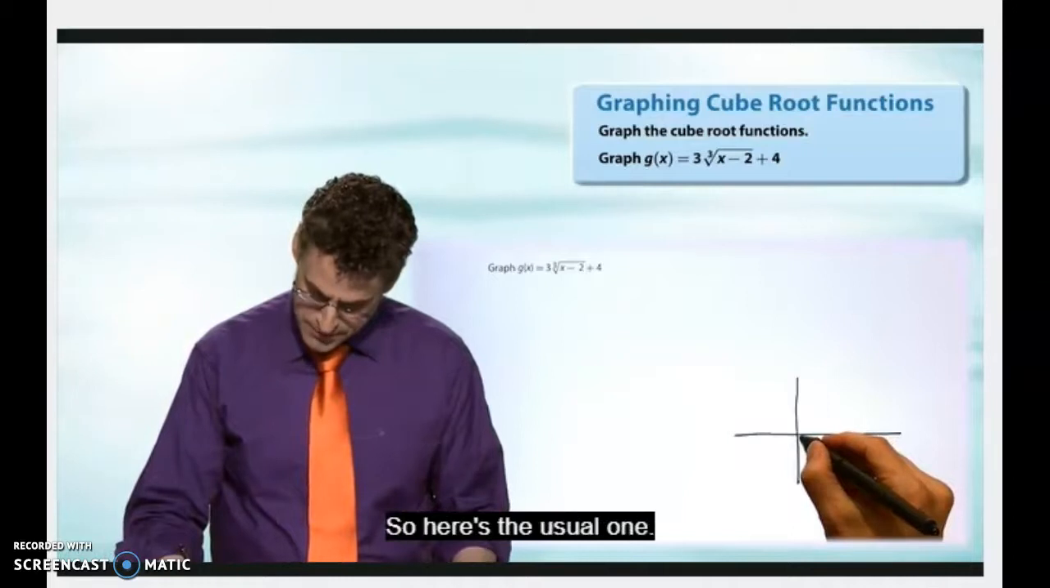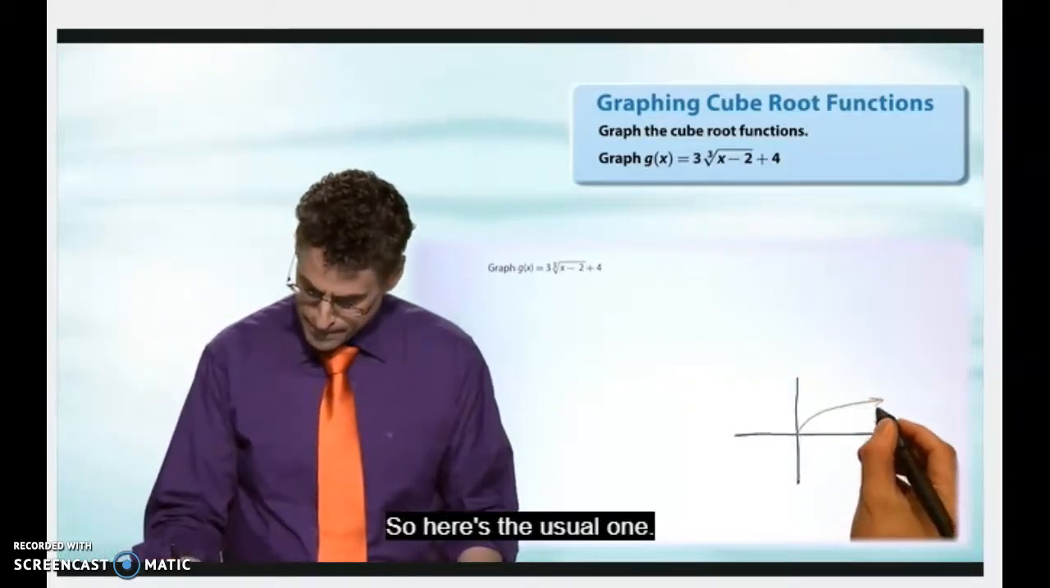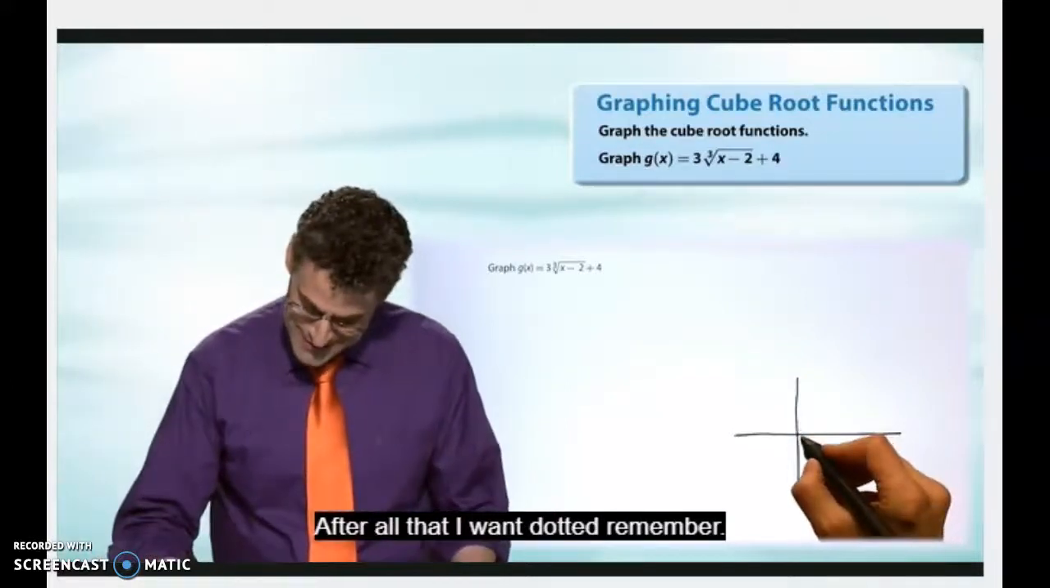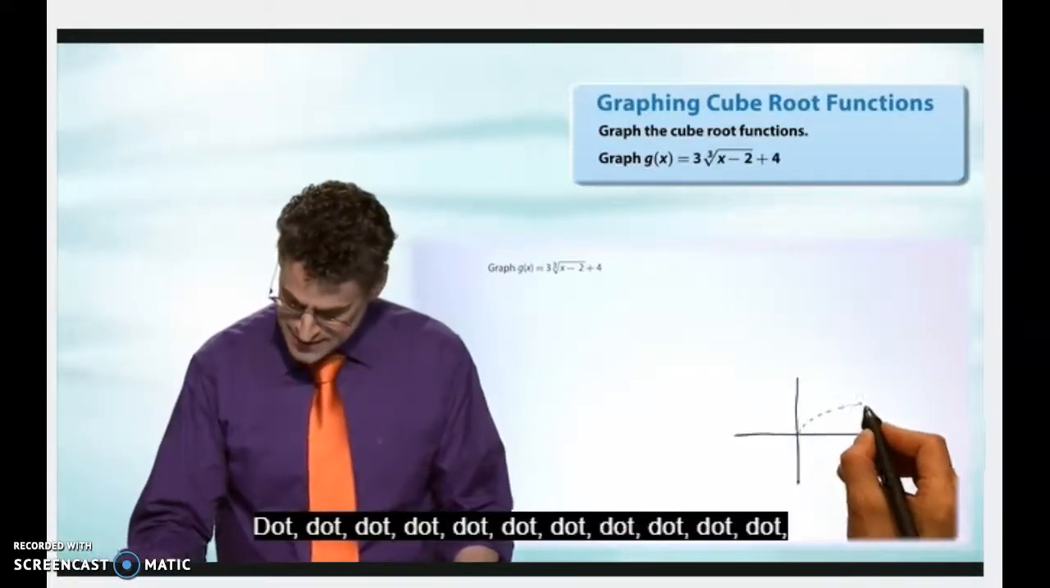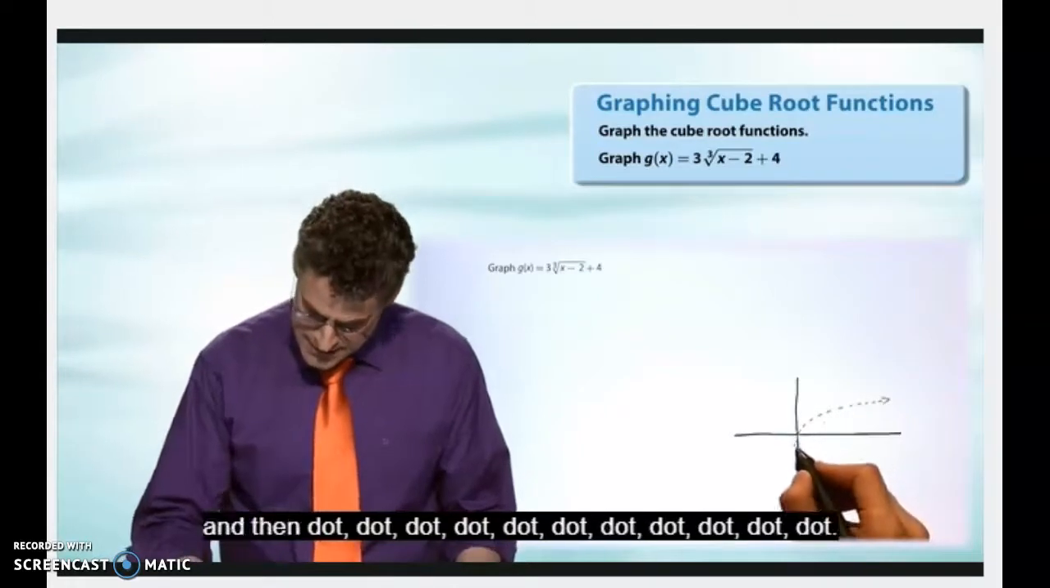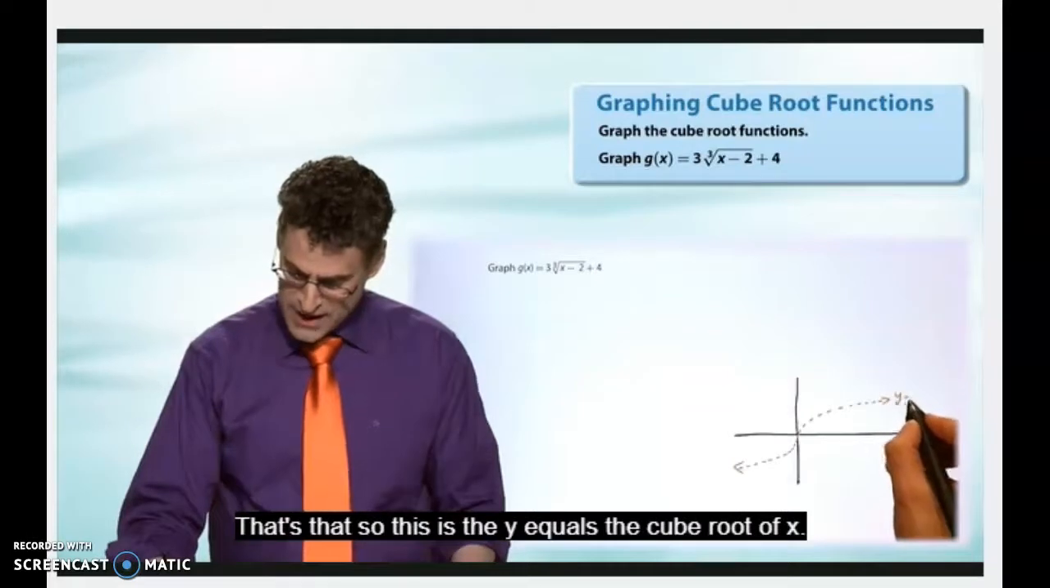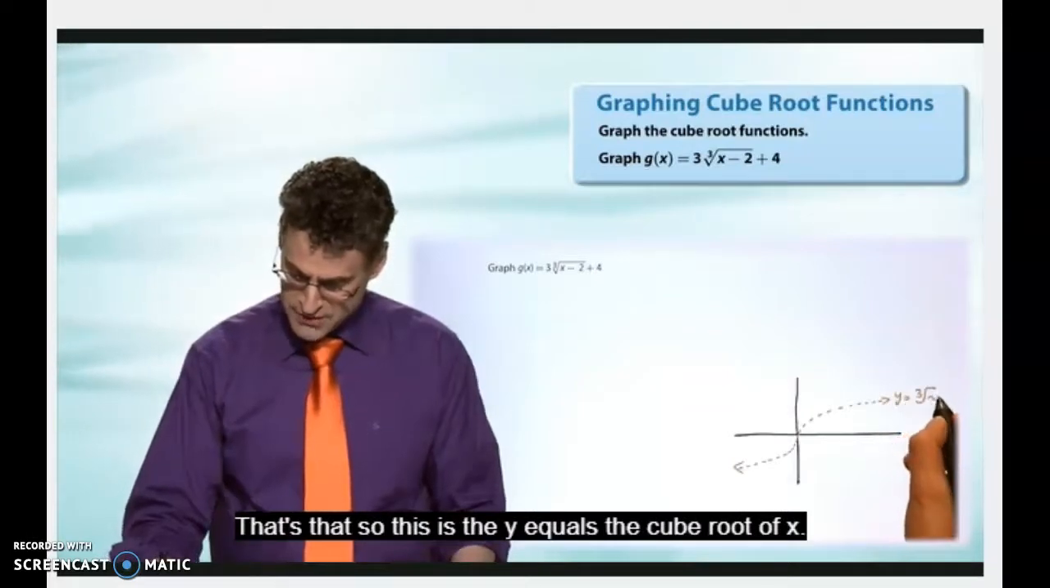So here's the usual one. Oh wait, after all that, I want to dot it, remember? Dot, dot, dot, dot, dot. That's that. So this is y equals the cube root of x.